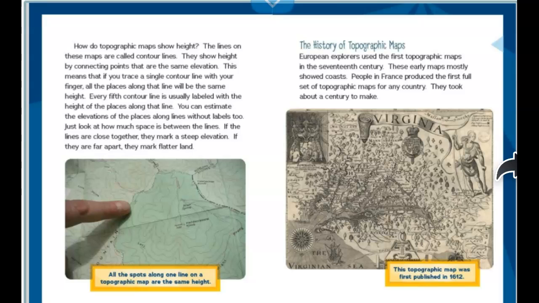Just look at how much space is between the lines. If the lines are close together, they have a steep elevation. If they're far apart, then it's flatter land. All the spots along one line on a topographical map are the same height. So you can trace here, they would all be the same height. You could trace here, and they'd all be the same height.